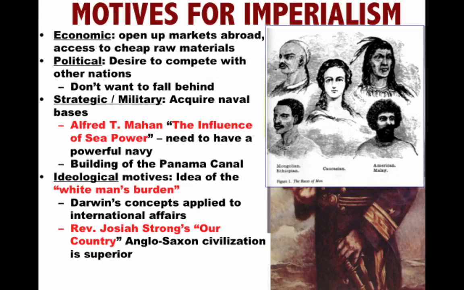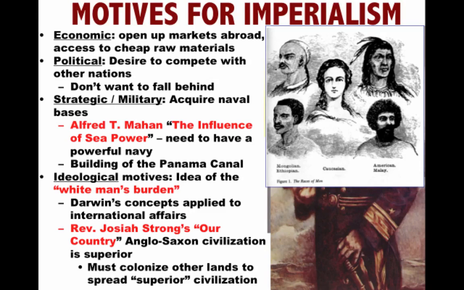You have the Reverend Josiah Strong who writes Our Country, and he talks about how Anglo-Saxon civilization is superior, and we, as Protestant Americans, need to spread our values, our civilization, to the rest of the world. And these ideas are going to be used to justify colonizing other lands to spread so-called superior civilizations.